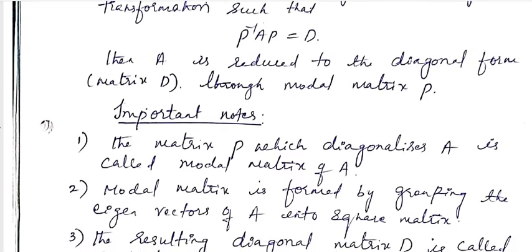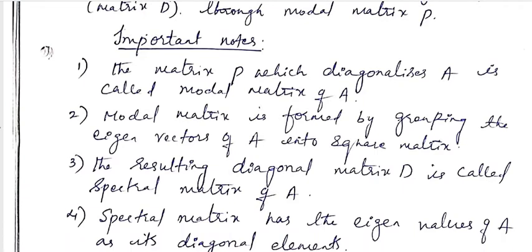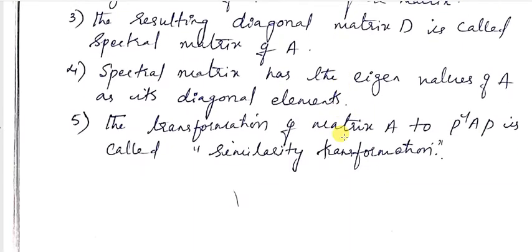So let us have some important notes about the diagonalization. The matrix P which diagonalizes A is called the model matrix of A. The model matrix is formed by grouping the eigenvectors of A into a square matrix. The resulting diagonal matrix D is called the spectral matrix of A. The spectral matrix has the eigenvalues of A as its diagonal elements. The transformation of matrix A to P inverse AP is called the similarity transformation.